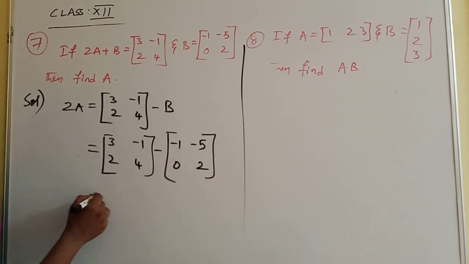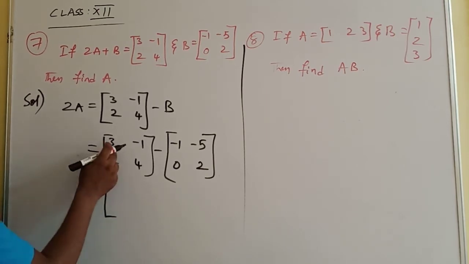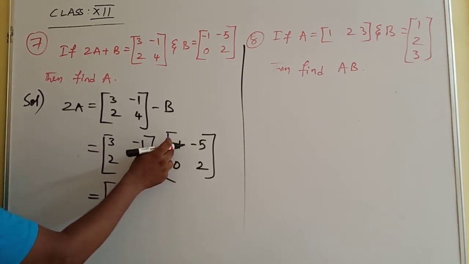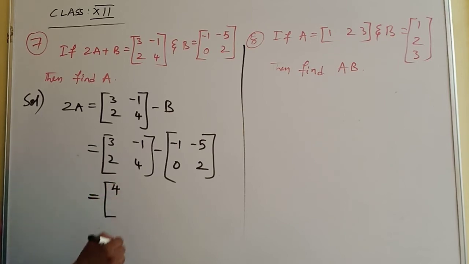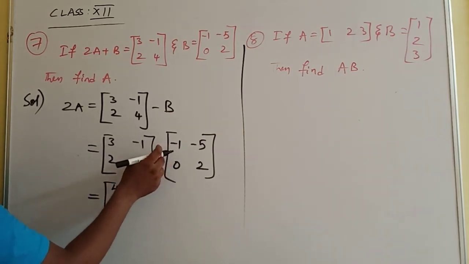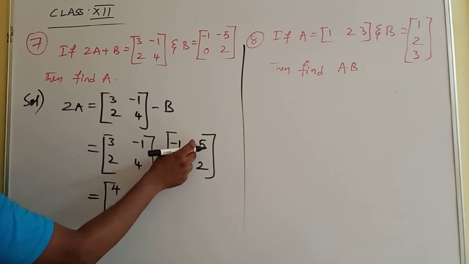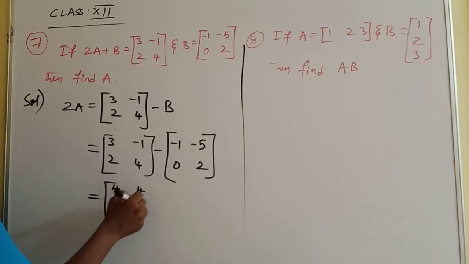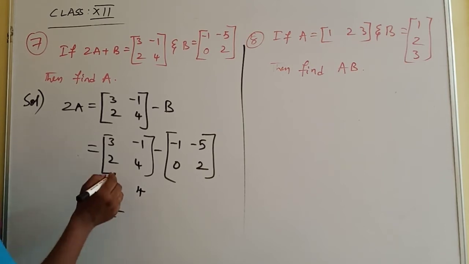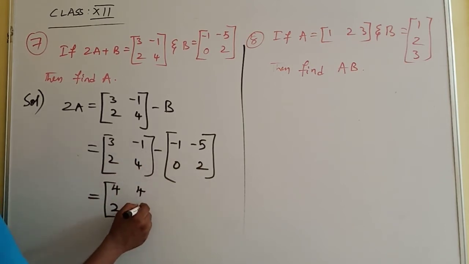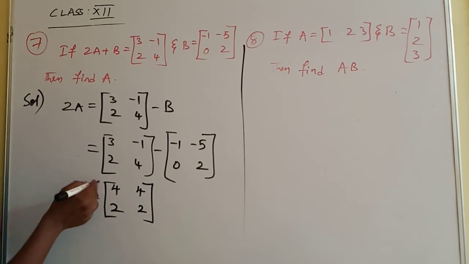So just subtract it, what do you get now? 3 minus of minus 1 plus 1, 3 plus 1 is nothing but 4. So minus 1 minus minus is plus 5, so 5 minus 1 is nothing but again 4. 2 minus 0 is 2. Next 4 minus 2 is nothing but 2. So this is what you got for 2A.